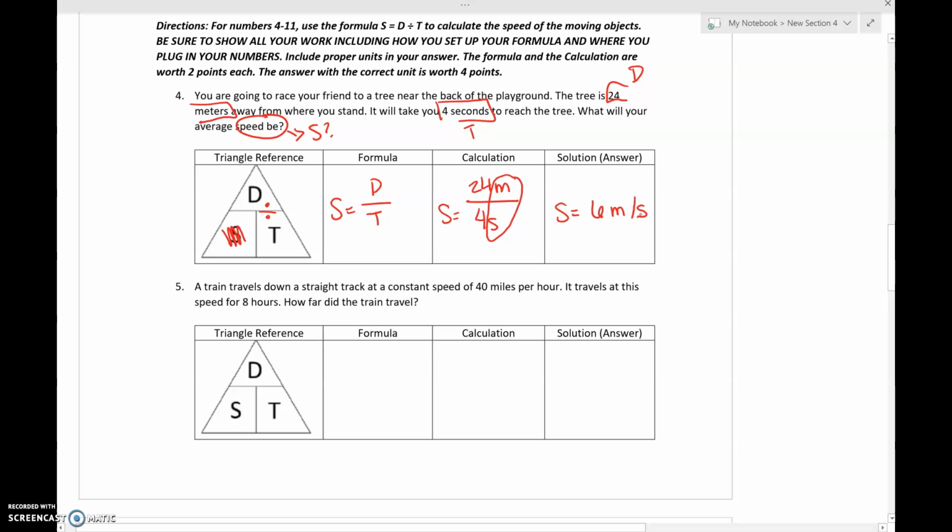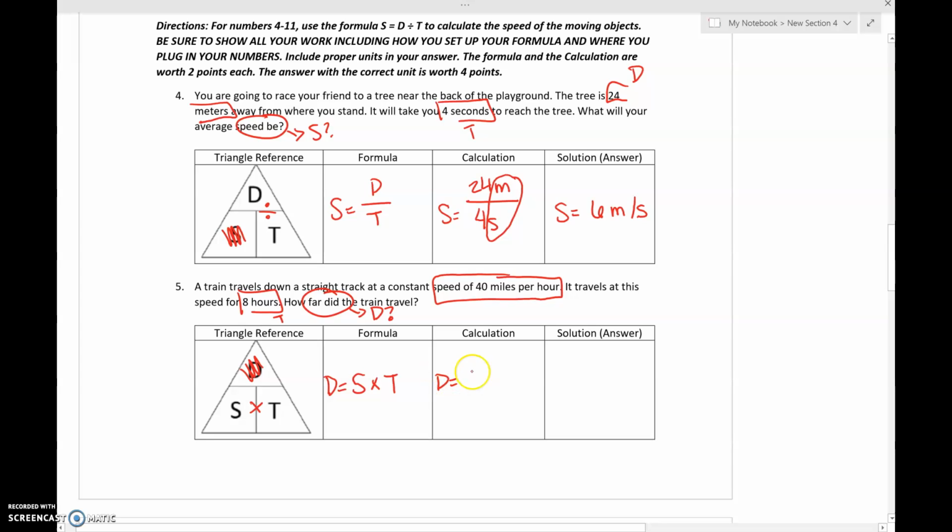Number 5, a train travels down a straight track at a constant speed of 40 miles per hour. It travels at this speed for 8 hours. This is a time, and it wants to know how far did the train travel. So we are looking for a distance. Scribble out our distance, and we get D equals S times T. Remember, when they're beside each other, we multiply. So in our calculation, we're going to plug it in.